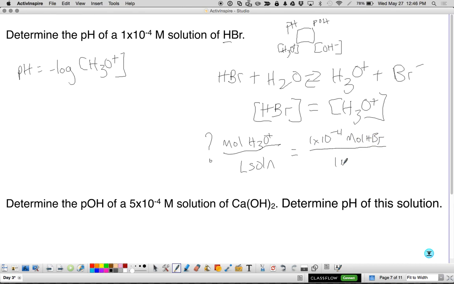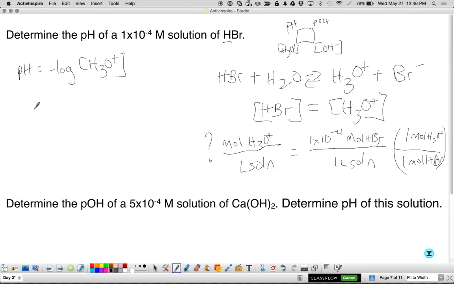HBr, or 1 liter solution. Okay, now I'm going to assume that the volumes are the same. So really all I'm doing now is 1 mole H3O+, 1 mole HBr. Okay, so either one of these methods will work. Go with the one that you're more comfortable with, because you need to be able to do these quite easily and quite quickly.